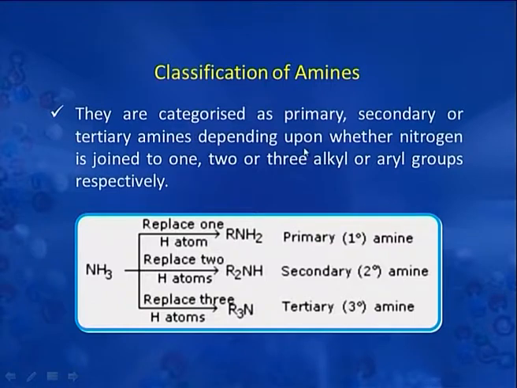They are categorized as primary, secondary or tertiary amines depending upon whether nitrogen is joined to 1, 2 or 3 alkyl or aryl groups respectively. That is, one type of classification is that an alkyl group is replacing hydrogen. The other way we can say that 1 alkyl group is attached to nitrogen, or 2 alkyl groups are attached to nitrogen, or 3 alkyl groups are attached to nitrogen in case of primary, secondary and tertiary amines respectively.